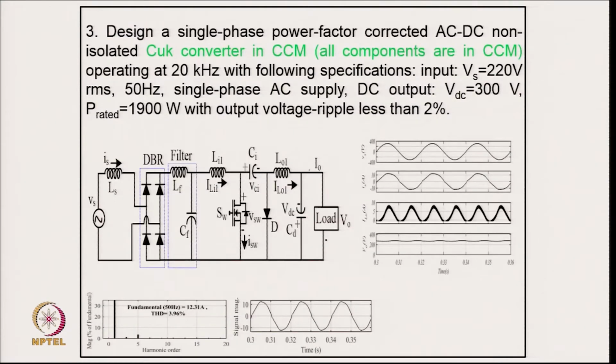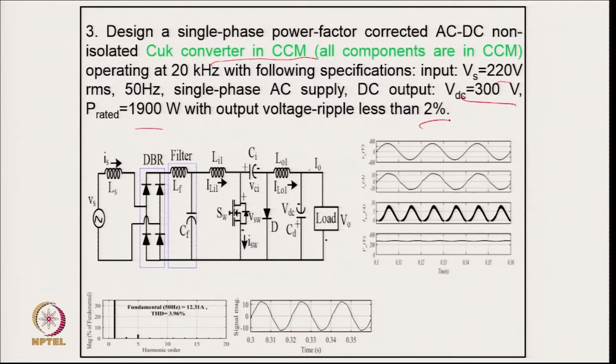And coming to the third example: design a single phase power factor corrected AC/DC non isolated Cuk converter operating in continuous conduction mode at 20 kilohertz with the following specification: a supply voltage of 220 volt, 50 hertz single phase AC supply, DC output voltage 300 volt, and power of 1900 watt with output ripple of 2%.